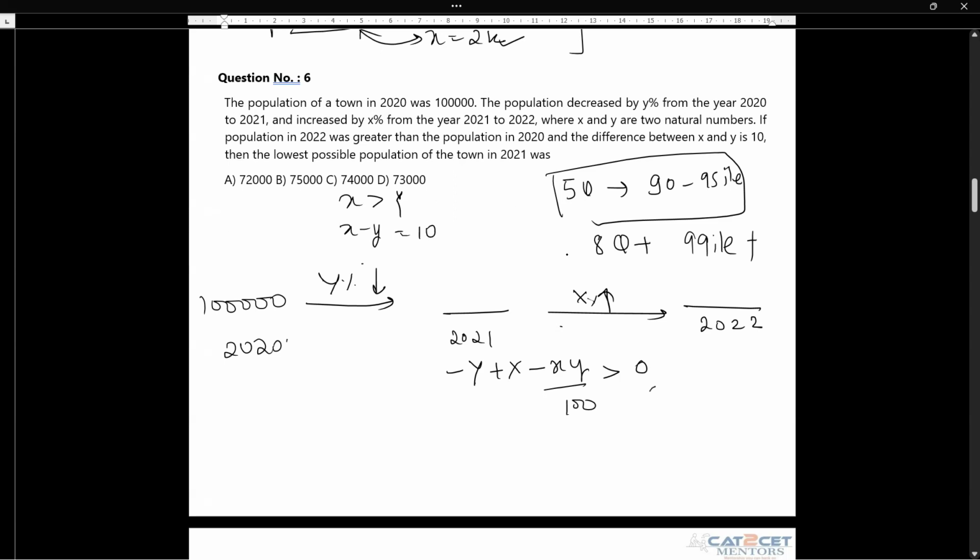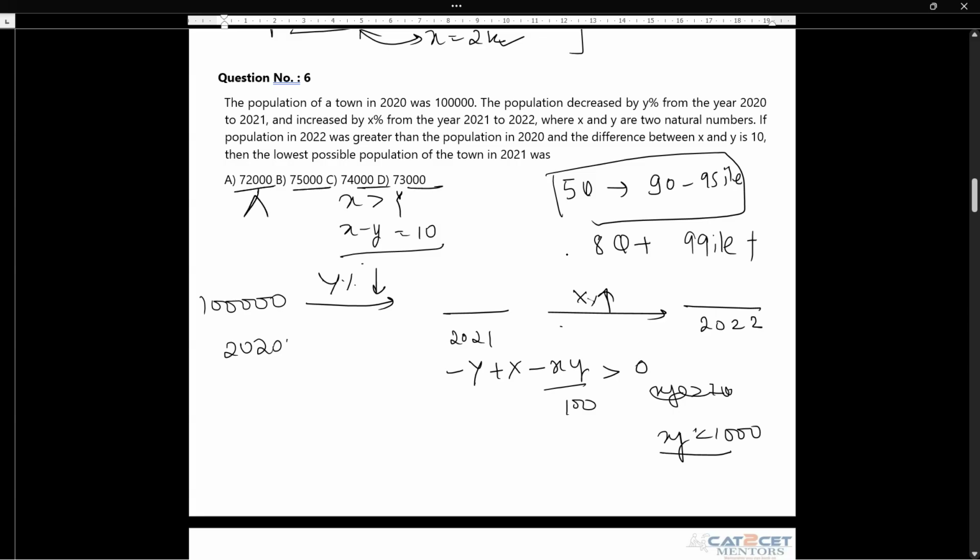From here I can write the equation. Sorry. From here, xy should be less than 1000. Now I know two criteria. From here, I will comprehend the options.